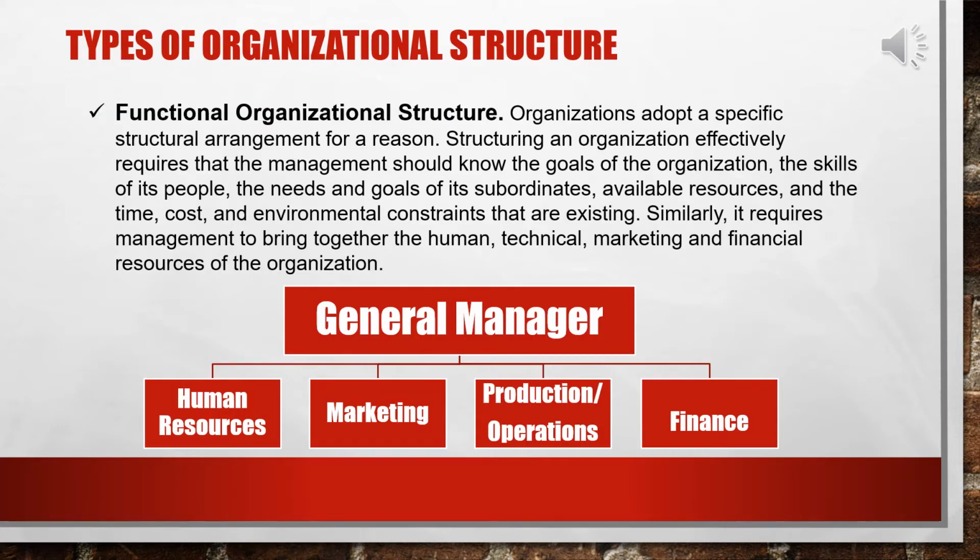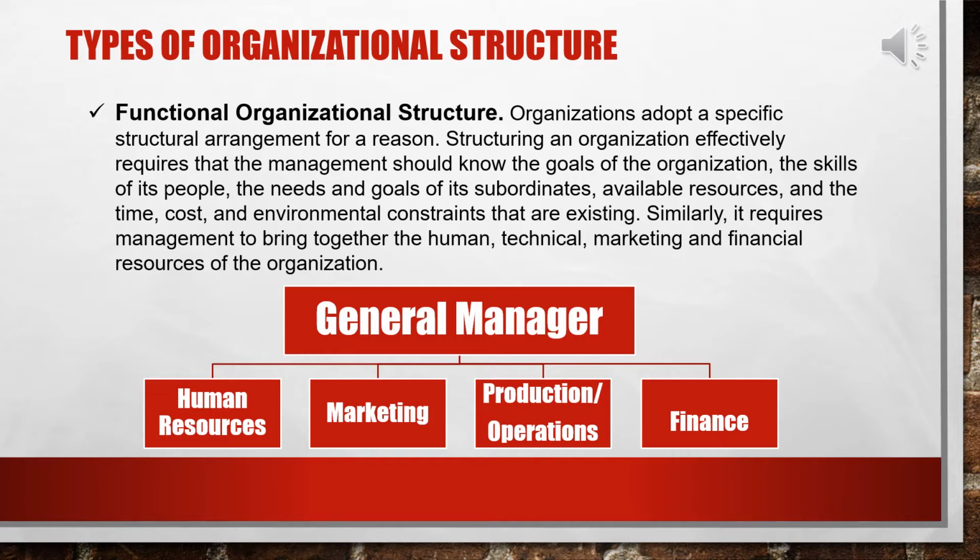Types of organizational structure. First one is functional organizational structure. Organizations adopt a specific structural arrangement for a reason. Structuring an organization effectively requires the management should know the goals of the organization, the skills of its people, the needs and goals of its subordinates, available resources, and the time, cost, and environmental constraints that are existing. Similarly, it requires management to bring together the human, technical, marketing, and financial resources of the organization.